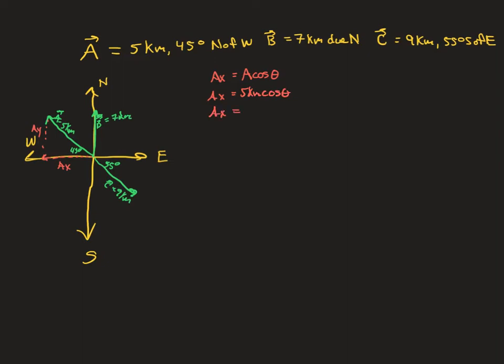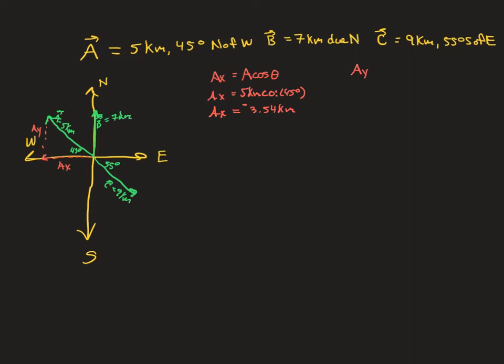And so if you take out your calculator and take 5 times the cosine of, I should actually put an angle in here, 45 degrees, you would get 3.54 kilometers. Now, the vector component of A in the x direction is pointing in the negative direction. So we're going to put a negative sign there. That is not going to come out of your calculator.